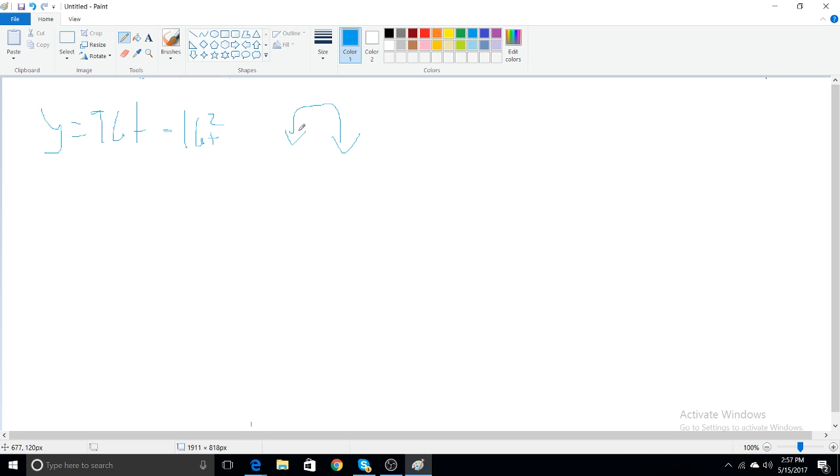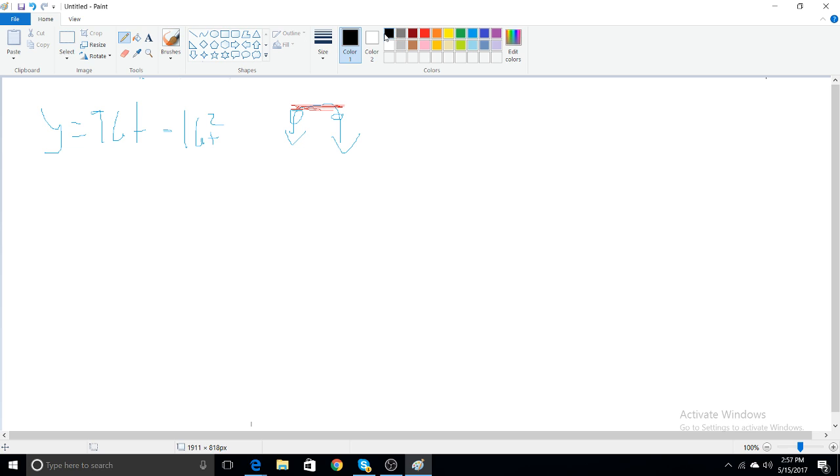Now what this is asking for is at what time periods, or how long, is the arrow above 128. If we logically think about this, an arrow will at one point be at 128 because it'll be going up, and it'll be back down at 128. So we're trying to find this time period of how long it is above 128. We start by plugging in 128 for y and we'll solve for t.